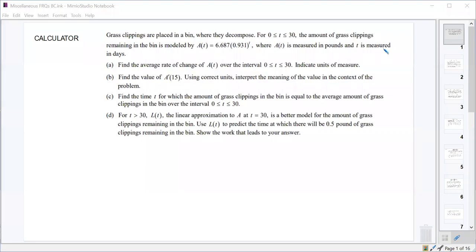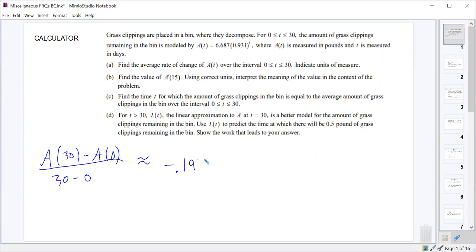So to find our average rate of change on the interval 0 to 30, what do we have to do? Should just be a slope, right? That's what an average rate of change is. A of 30 minus A of 0 over 30 minus 0. And what did that come out to be? It looks like it came out to be negative 0.197. And it says indicate units of measure. So our units of measure, this is pounds per day.